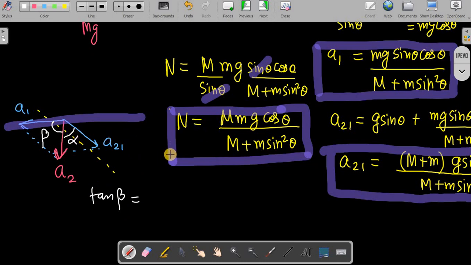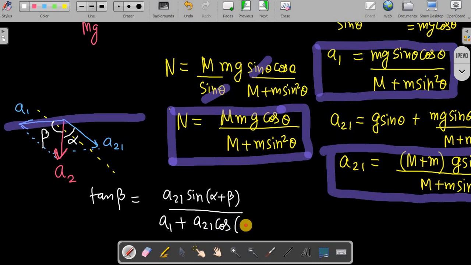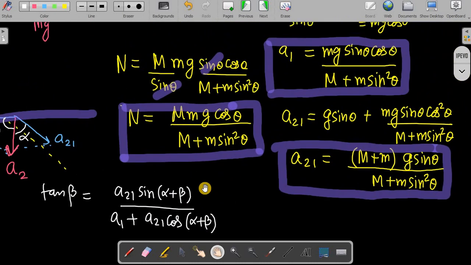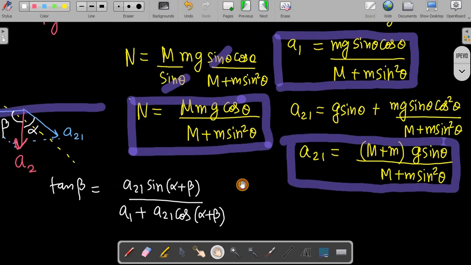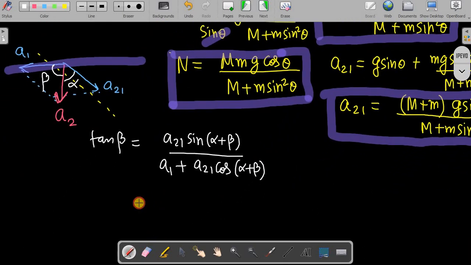They can ask anything. If you calculate tan beta, remember the formula for tan beta: p sin theta by a plus b cos theta, where the sine is of the total angle, that is alpha plus beta. I am not going to simplify further. You have to substitute a1 and a2 here.